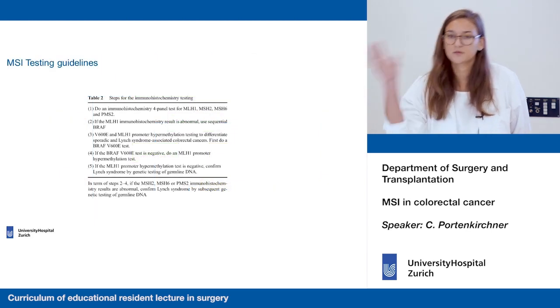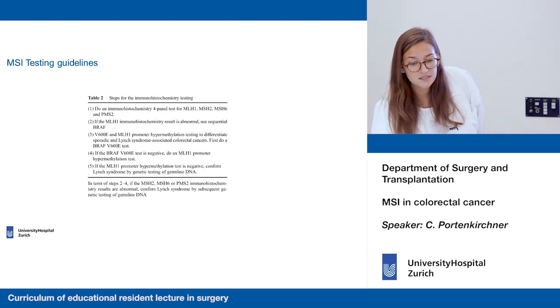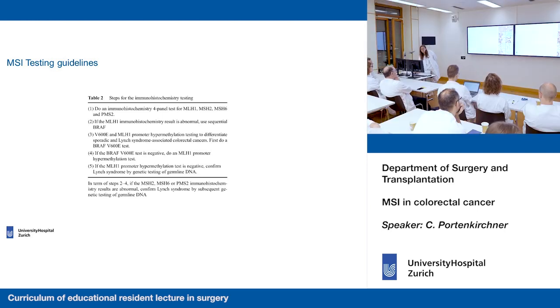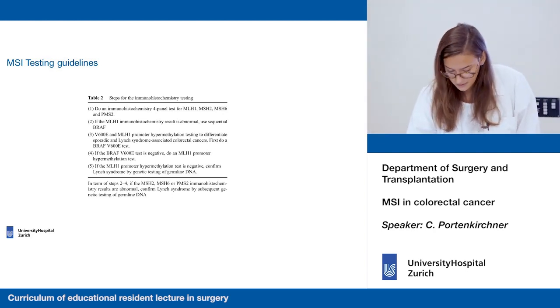So a short overview, to sum this up. Immunohistochemistry testing with the 4-panel test. If the result for MLH1 is abnormal, do the BRAF testing. If it's negative, do the promoter hypermethylation test. If you have a suspicion for Lynch syndrome, you have to perform genetic testing of the germline DNA.